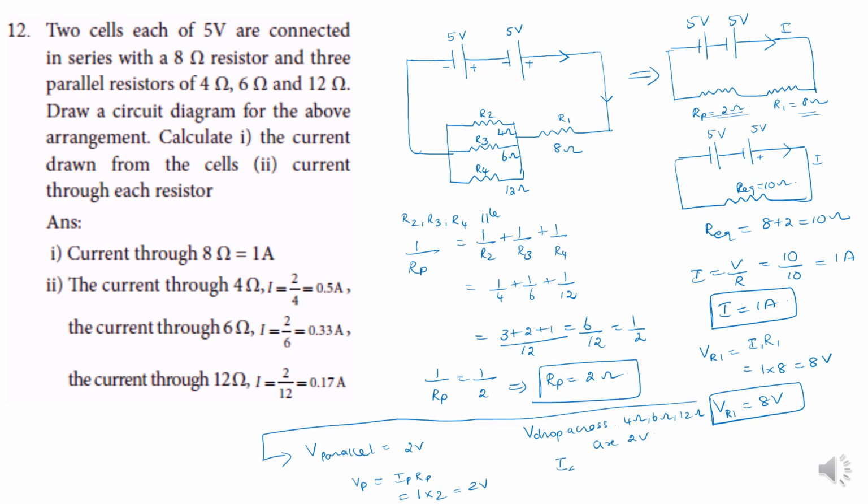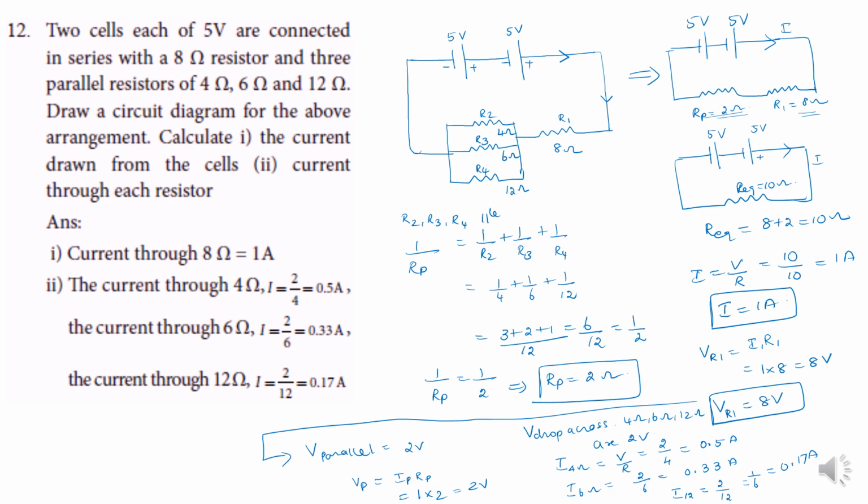Therefore, I across 4 ohm is equal to V by R. What is V? 2 by R is 4. So 0.5 amps. I through 6 ohms is equal to 2 by 6, which is 1 by 3 or 0.33 amps. I12 is equal to 2 by 12 is 1 by 6, which is 0.17 amps.